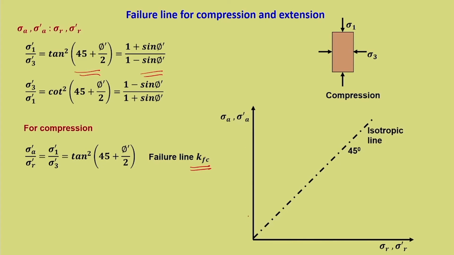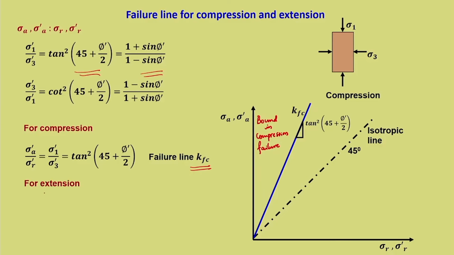So, here sigma A dash, sigma R dash, this is the 45 degrees line, and then the KF compression line, that is the bounds of compression failure, is given by this line. So, this is nothing but the bound in compression failure. This line governs that any soil mass which is starting from any initial point in this domain has to fail here. So, there is no stress state which is possible for a given soil above this line. So, that is what it means. So, we have now defined one bound.